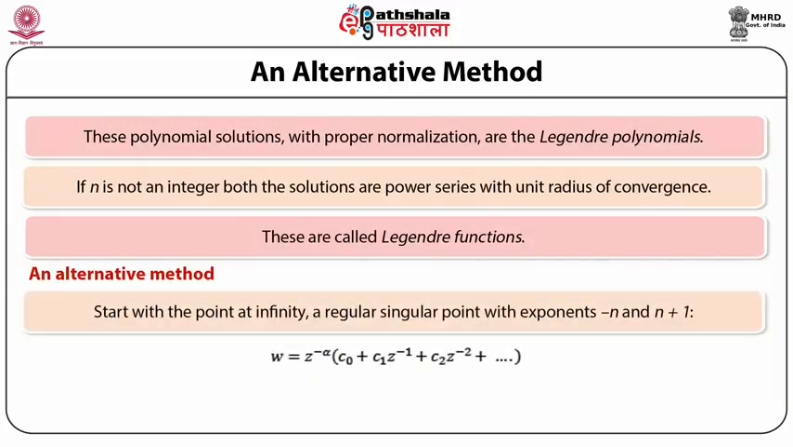Here, we could have started with the point at infinity, which is a regular singular point with exponents minus n and n plus 1. In that case, we attempt a series solution of the form w is equal to z raised to power minus alpha into within the brackets c0 plus c1 z raised to power minus 1 plus c2 z raised to power minus 2 plus so on, brackets close.